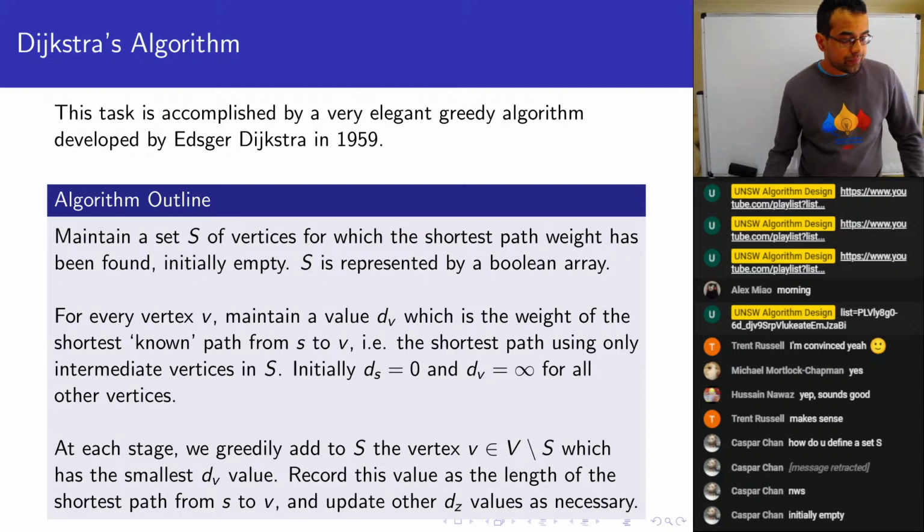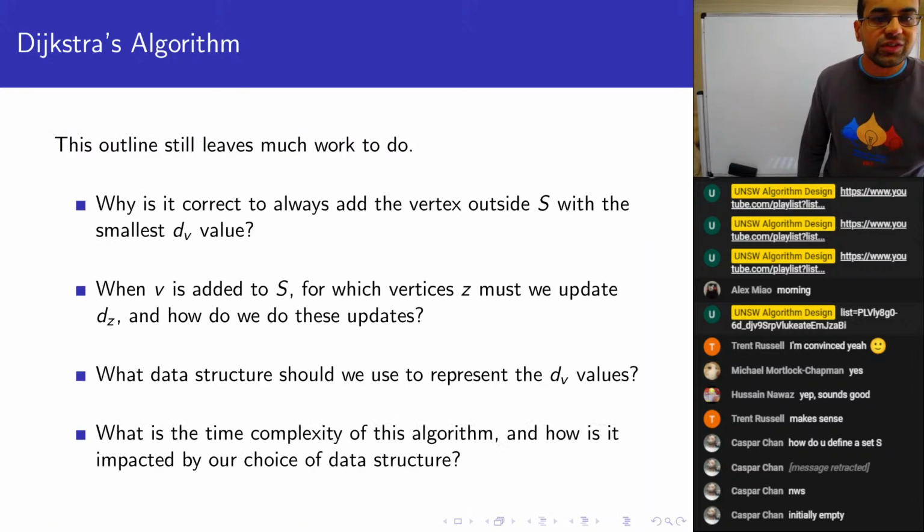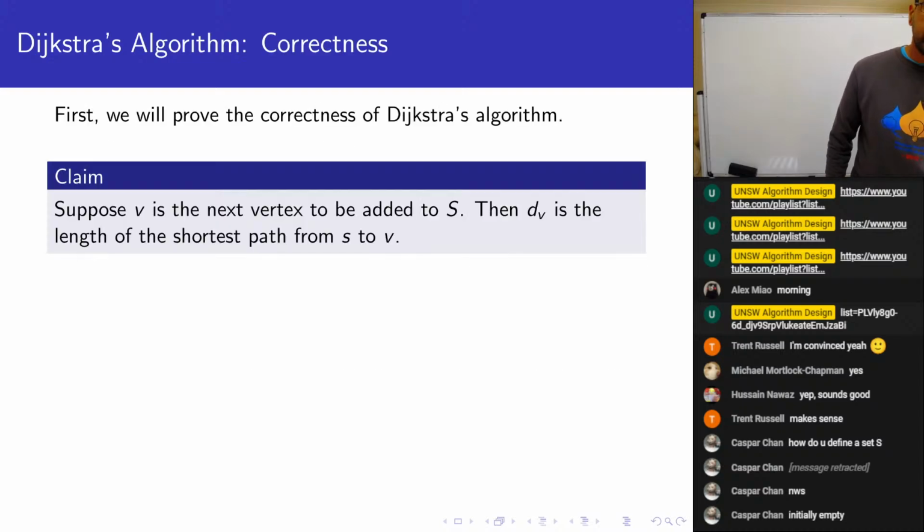So, what's left to do? Well, we mentioned earlier that there are four main issues that we've yet to really resolve. Correctness, done. Updates, done. The next is the choice of data structure for the DV values. So let's have a look at a couple of choices here and see what impacts they have.